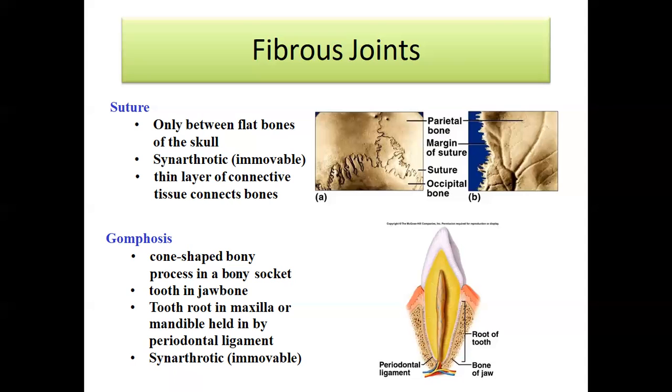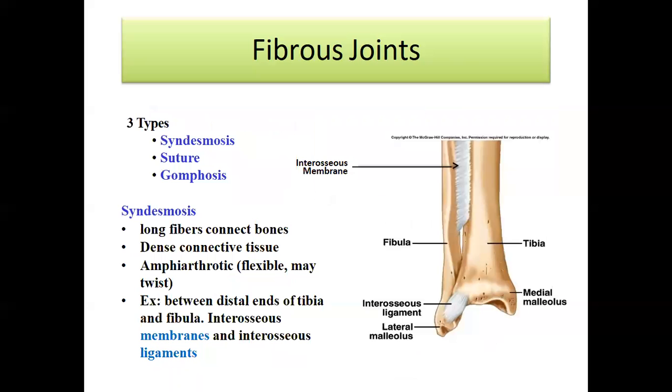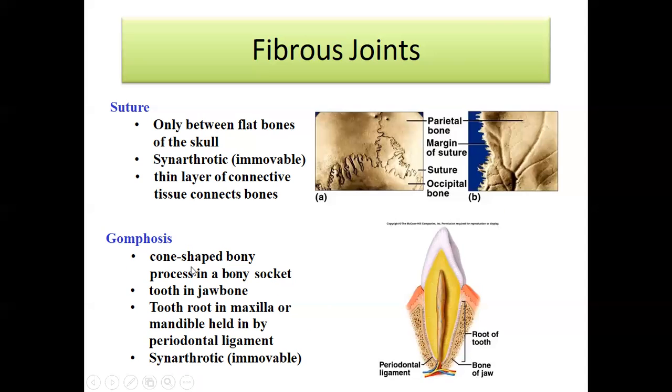So of the three types of fibrous joints, you have your syndesmosis, which are your dense connective tissue that are amphiarthrotic. You have your sutures that are synarthrotic, and then you have your gomphoses that are also synarthrotic.